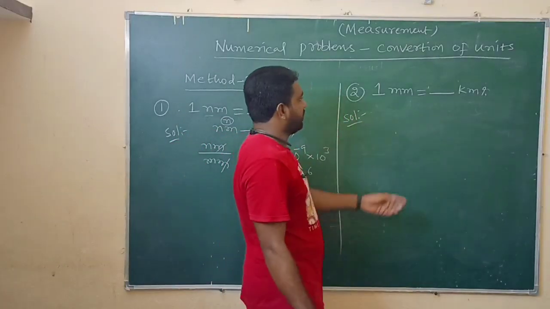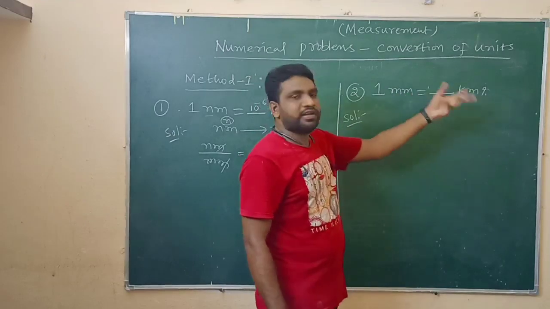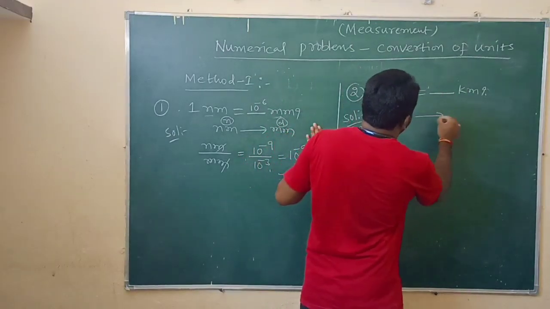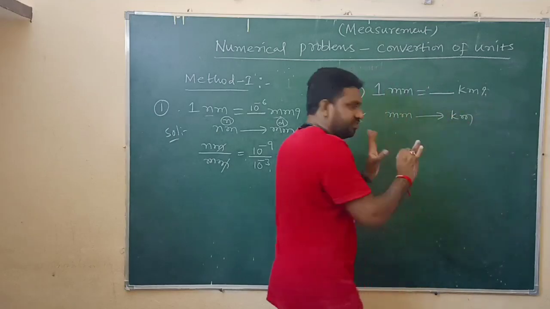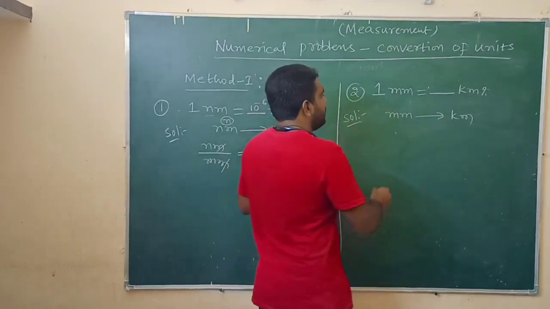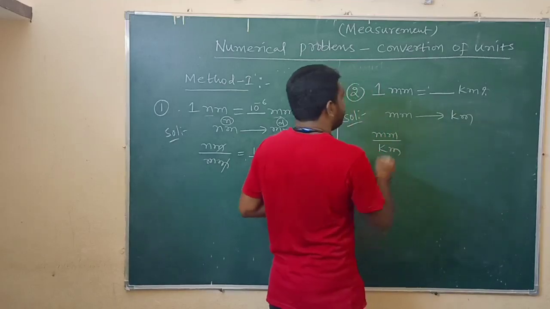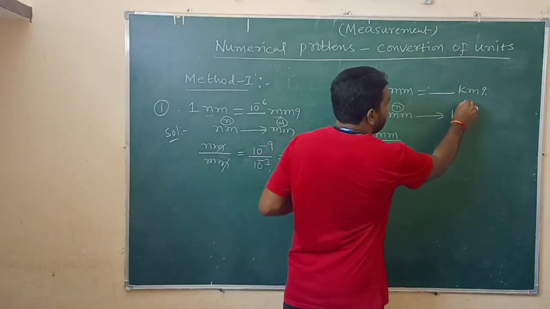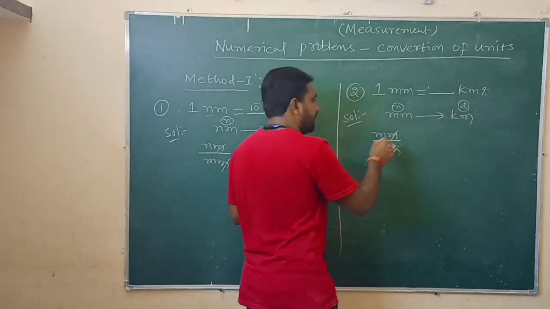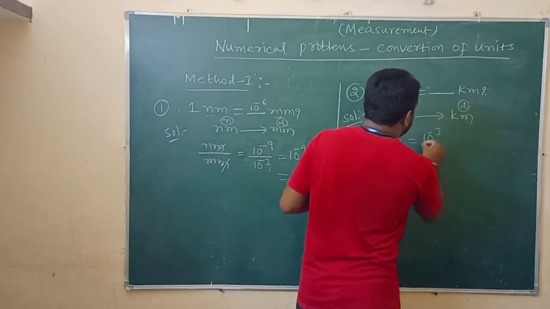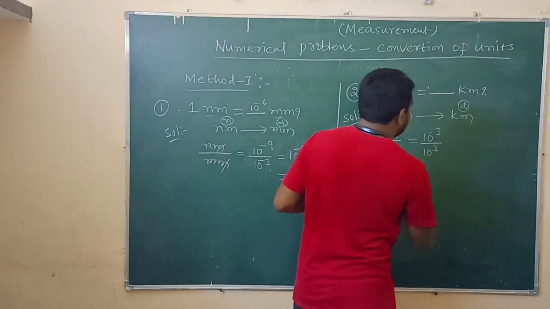What is the question here? 1 millimeter equals how many kilometers? So we need to convert from millimeters to kilometers. The first step is this one. What is the ratio here? Millimeter by kilometer. You should not forget: this one is the numerator, this one is the denominator. Meter gets cancelled. Milli means 10 to the power of minus 3. Kilo means 10 to the power of plus 3.